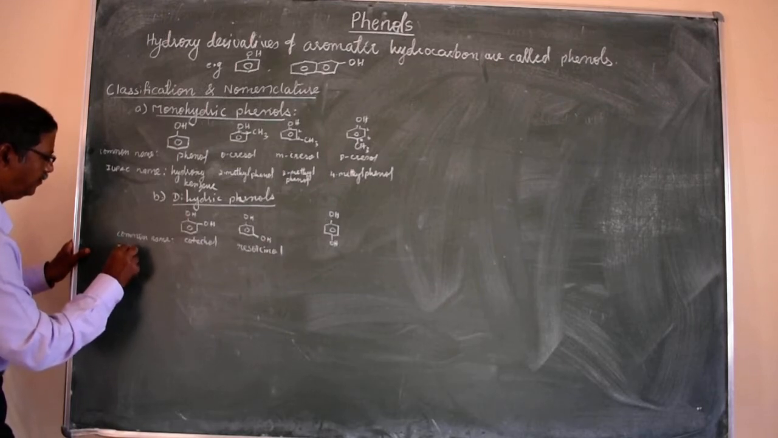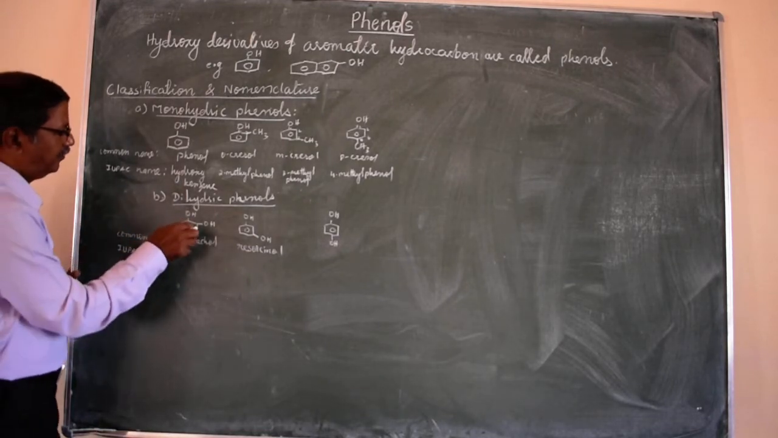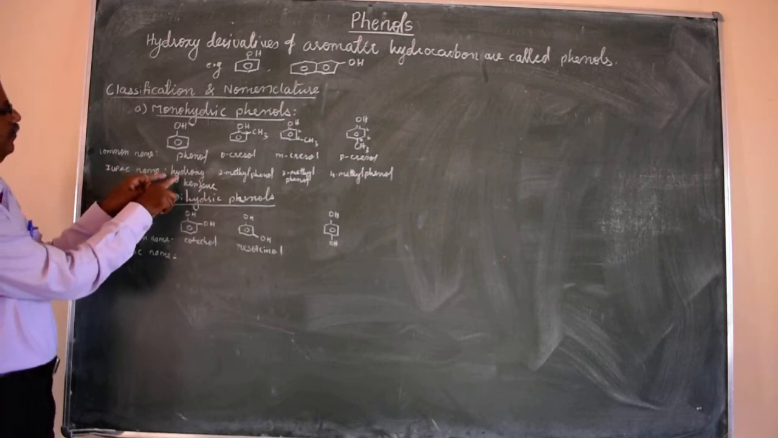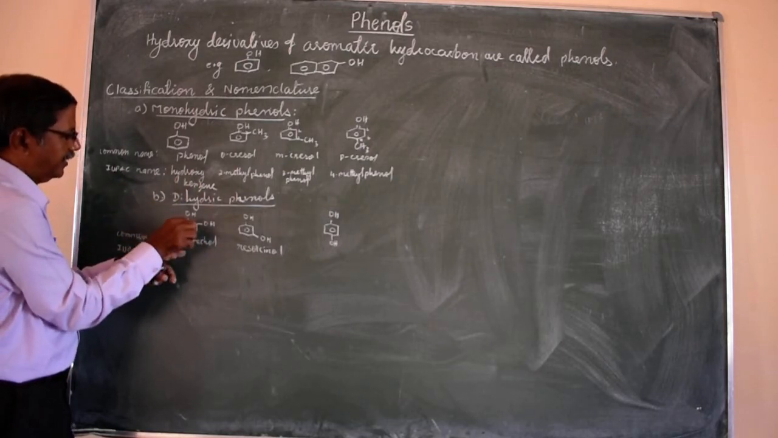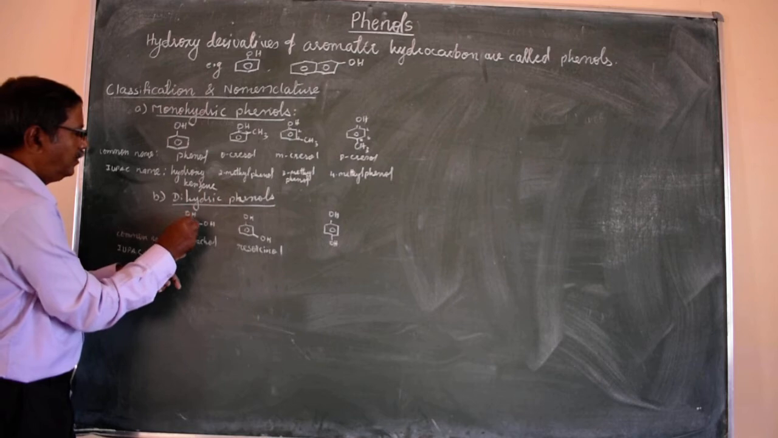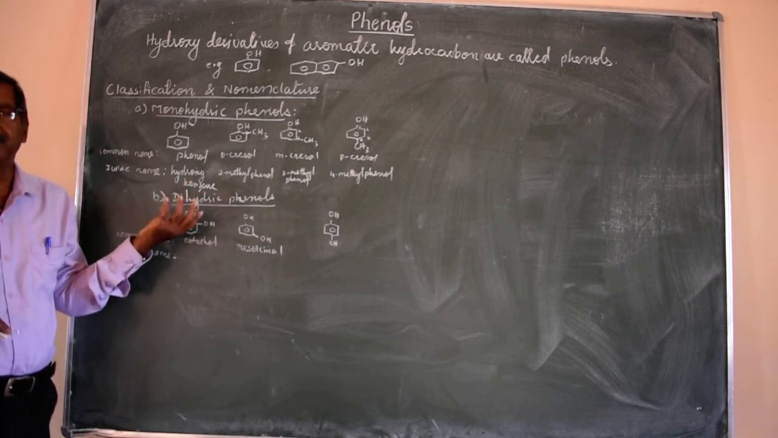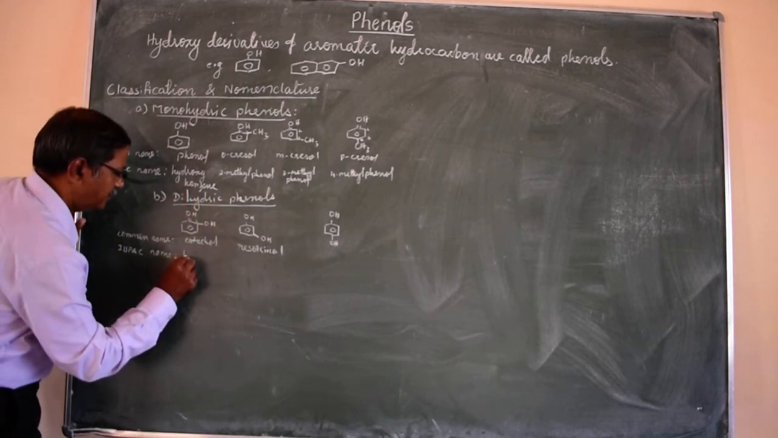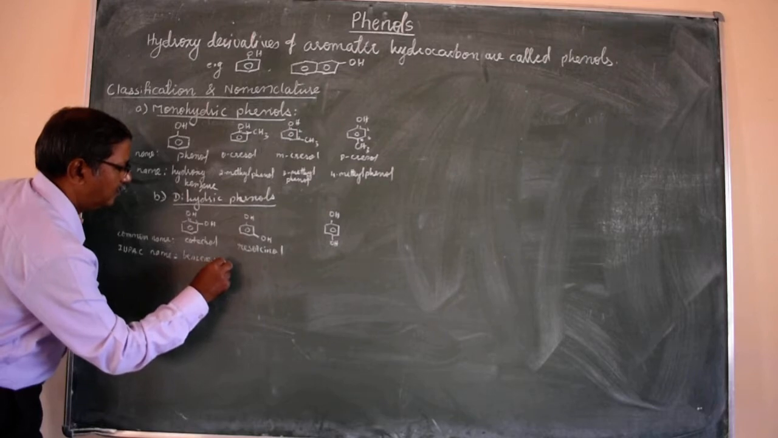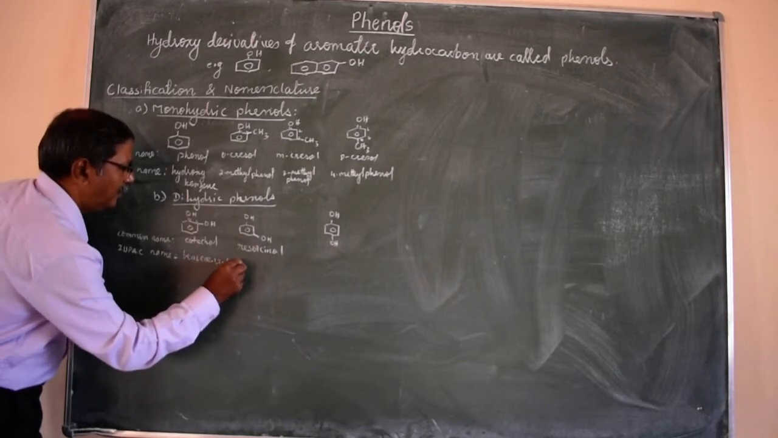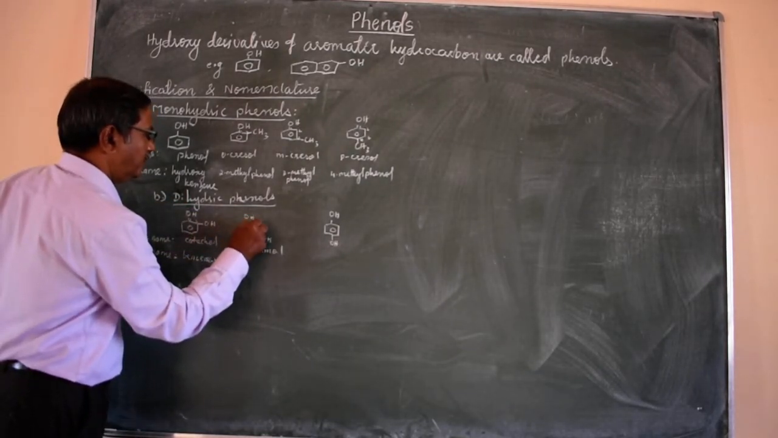IUPAC name. The IUPAC name of this one, as in the case of phenol, is hydroxybenzene. It can also be named as benzene-1,2-diol, since on the first and second carbon we have OH groups. And the name of this compound is again, number from here, 1, 2, 3.